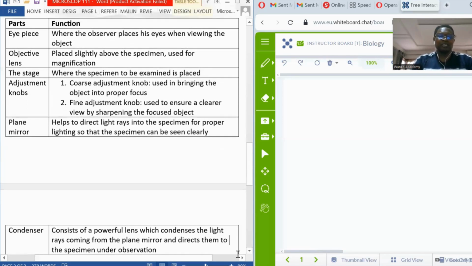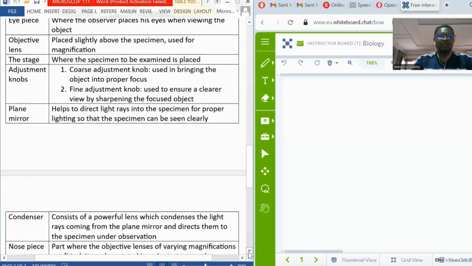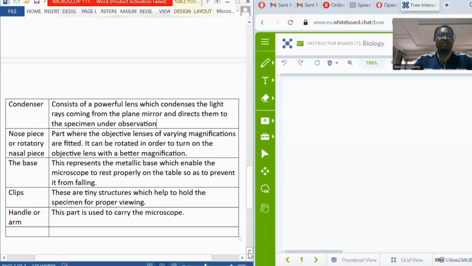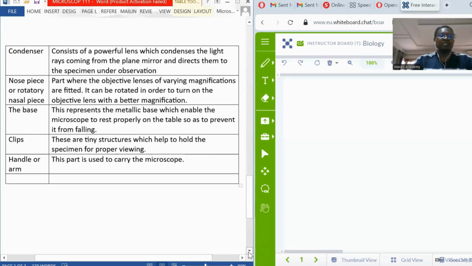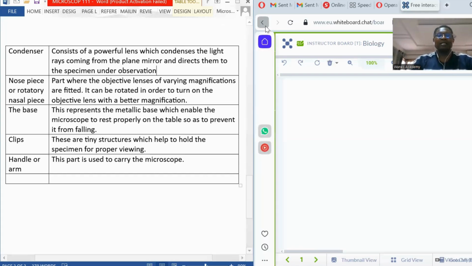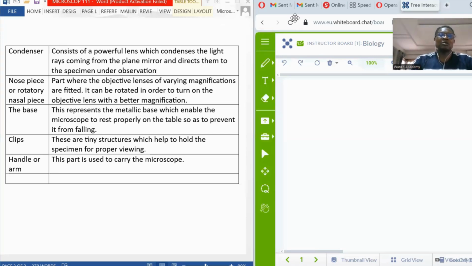Then we also have the condenser. The condenser collects sunlight or electron and directs it to the specimen on the stage. We have the nosepiece or rotatory nasal piece, which houses the objective lenses, the magnifier. We have the base, we have the clips that hold the specimen to the stage, and we have the arm or handle, which is used to carry the microscope. Now, there go the various component parts of the microscope.